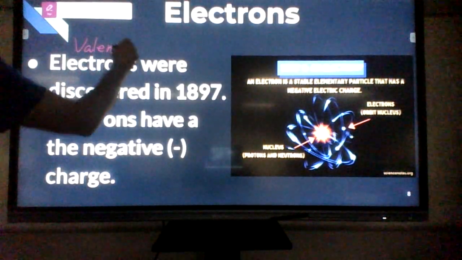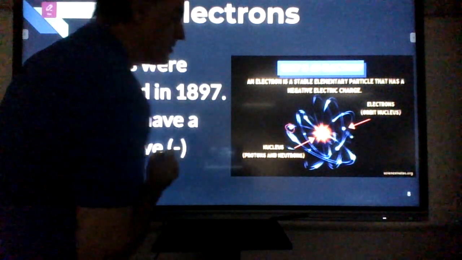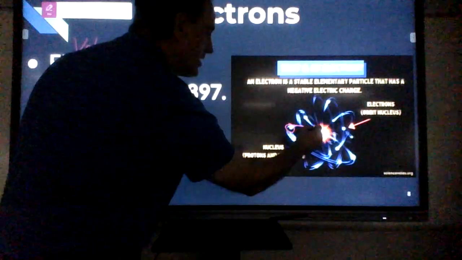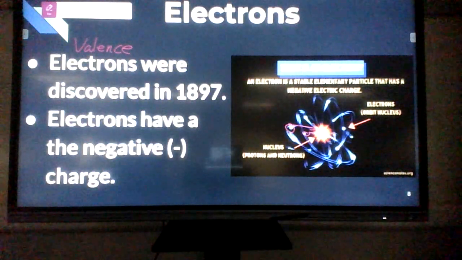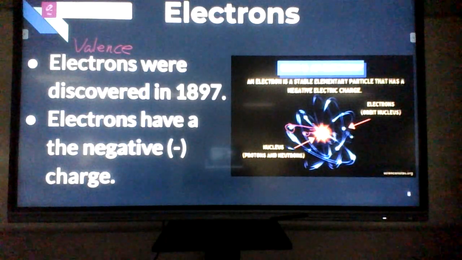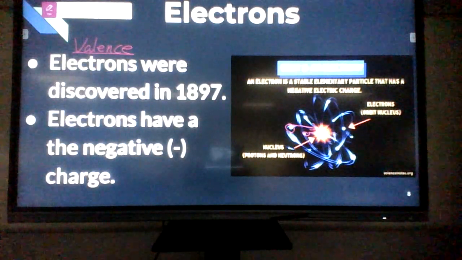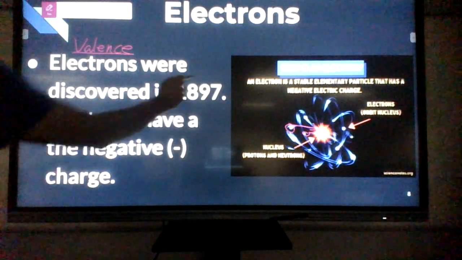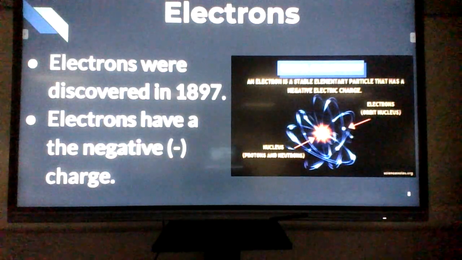Valence electrons, which are the ones the furthest away from the nucleus. So here you see one a little bit closer. Here you see these furthest away. Valence electrons are the electrons on the furthest away or the outside energy level of a particular atom. It's the valence electrons that cause atoms to combine with each other. First discovered around 1897. Ready?